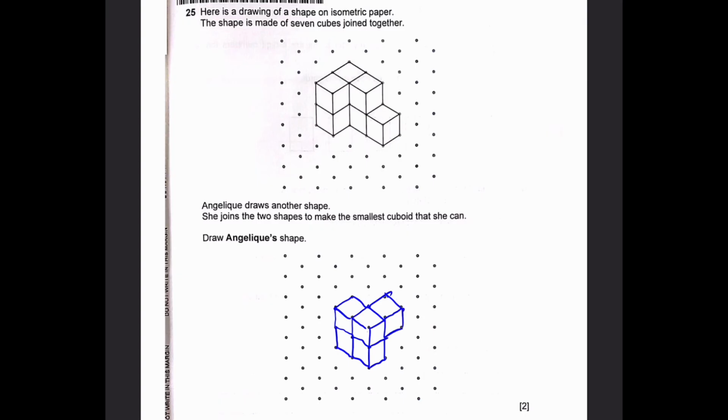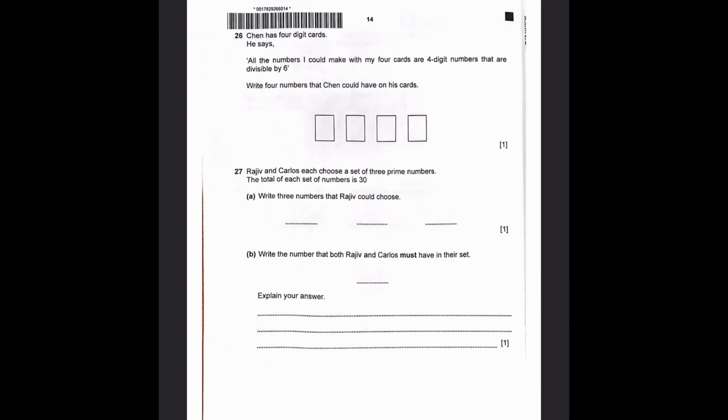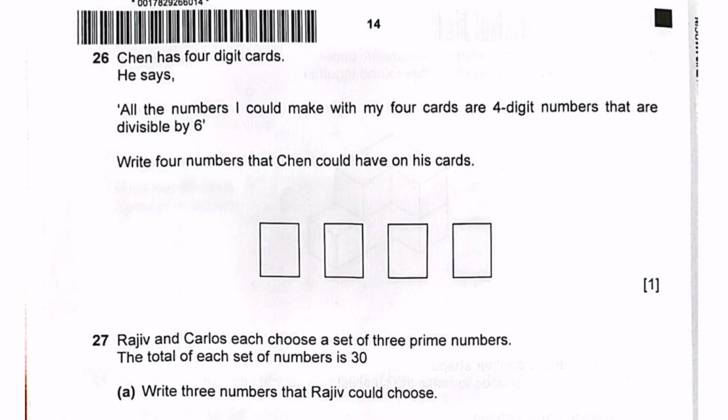So this is actually the shape which you attach to this to get that cuboid. By the way, the cube right below this one over here is actually there because there's 1, 2, 3, 4, 5, 6 shown. So there's one which is not shown that's under this one. That's the answer. Question 26. Chen has 4-digit cards. He says all the numbers I could make with my 4 cards are 4-digit numbers that are divisible by 6.